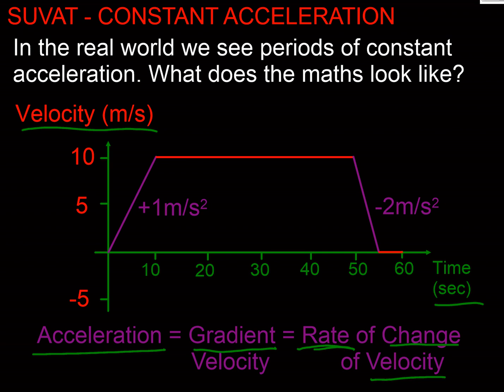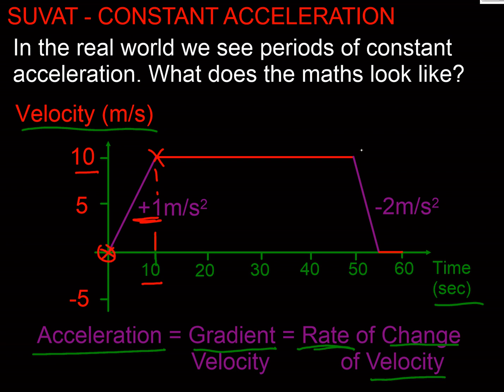So looking at our graph here, we can see we've got three separate periods of constant acceleration. So we've got this first section here. We started off at speed, so velocity was 0. We accelerated at 1 meter per second squared during this till we got to that point there. So what does that mean, 1 meter per second squared? Well, it means that after 10 seconds, we'd be doing 10 meters a second. So during this first phase, we've got a constant acceleration of 1 meter per second squared.